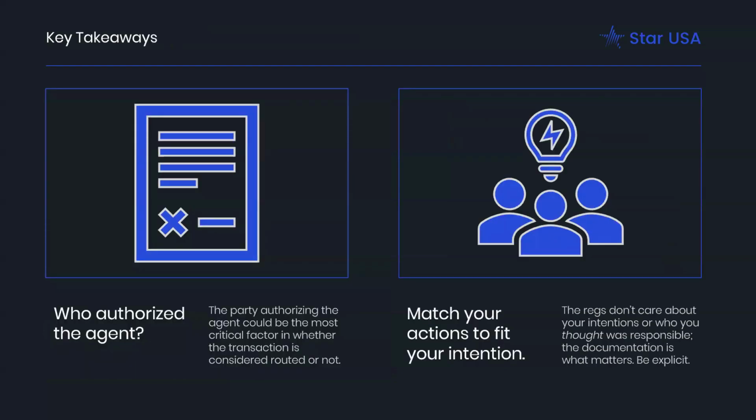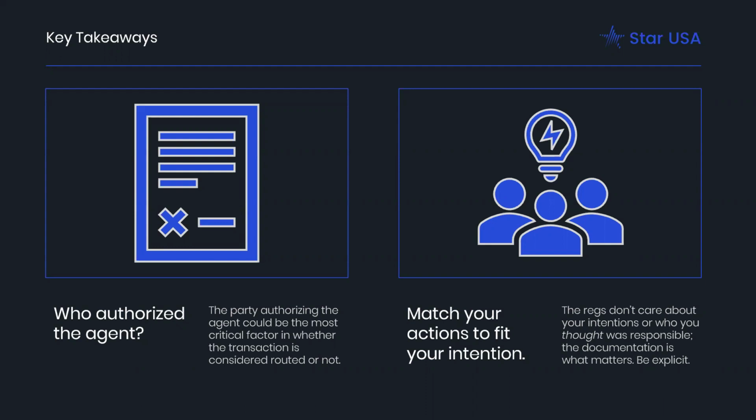So the key takeaways from this section that I want you to focus on: first, who is authorizing the agent. The party authorizing the agent could be the most critical factor in deciding whether the transaction is considered routed or not. If you don't know who authorized the agent, it is definitely important to determine that and make sure that it has been done correctly. And there are ways to do that that can help you out. You also want to match your actions to fit your intentions. The regs don't care about your intentions or who you thought was responsible. It's going to be the documentation that tells the story. And you want to be explicit.